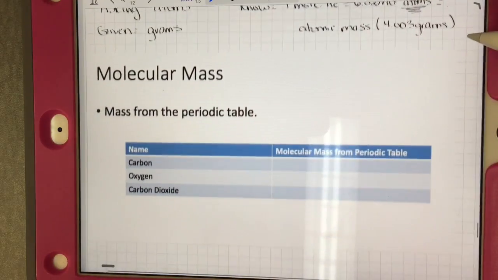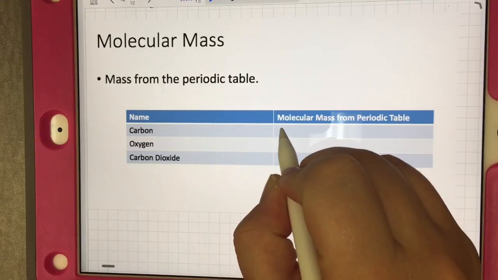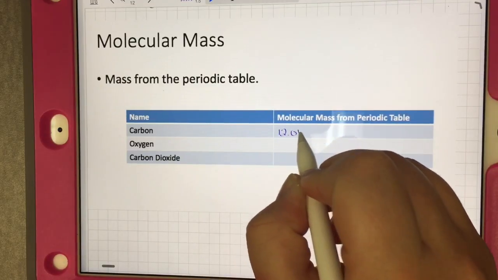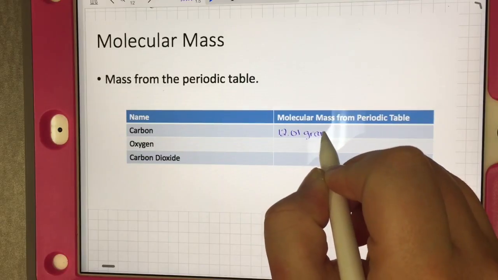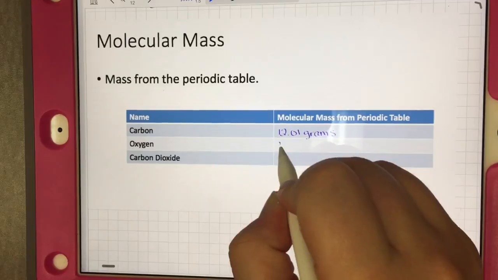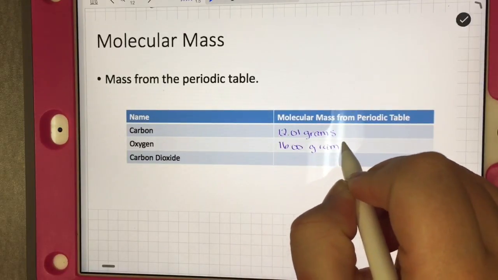And so now we're going to move on to molecular mass. So molecular mass is simply just the mass calculated from the periodic table. And so we look at carbon. What is carbon's molecular mass? So carbon's molecular mass, number 6 on the periodic table, is 12.01 grams. Oxygen, 16.00 grams, depending on which periodic table you have.